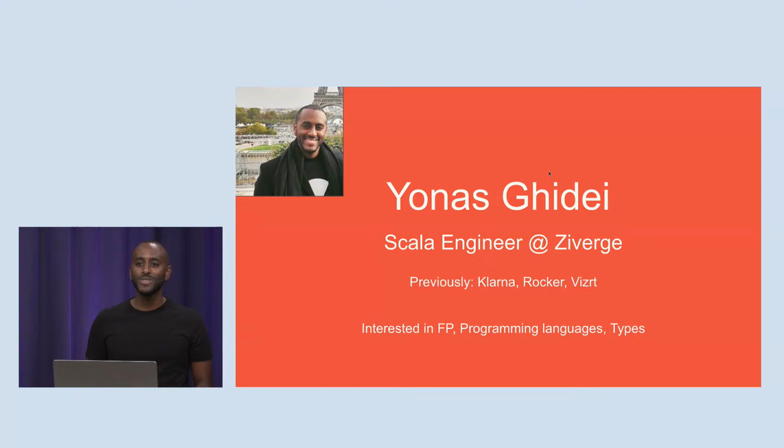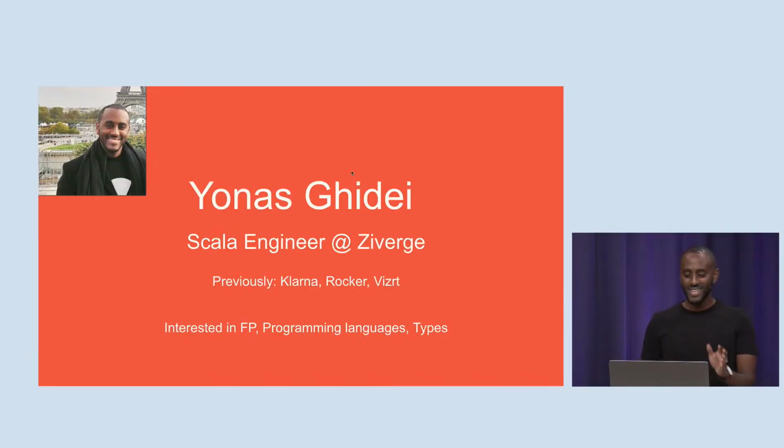As you can see, my name is Yonas Ghidei. I am a Scala engineer at Ziverge, which is the creator of the open source library ZIO, which we will talk more about later. Previously, I was a Haskell engineer at Klarna and a Scala engineer at Rocker, and I was doing a host of different languages at Viserti before that. I'm interested in functional programming languages and types. Let's get going.